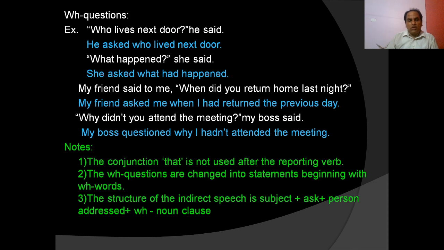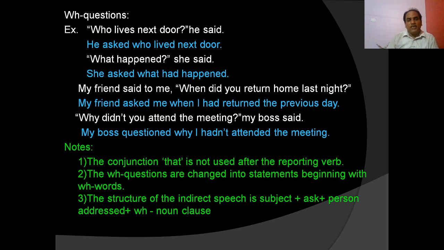The clause here begins with the reporting clause. The reported speech begins with the WH word, who. And the construction of the reported indirect speech is the subject, he asked, and then the person addressed as to whom, and then the WH word: who lived next door. What happened, he said, is he asked what had happened. My friend said to me, when did you return home last night? My friend asked me when I had returned the previous day.